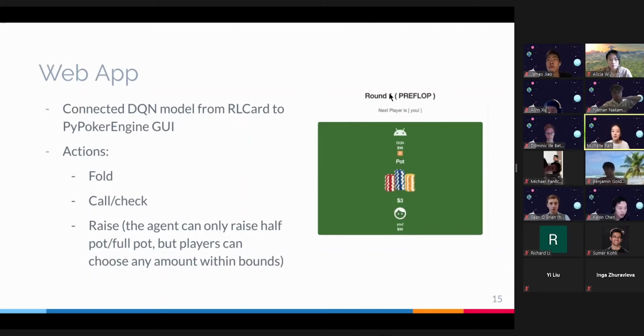So we can have multiple players. We'll have the DQN agent and all of you playing in a game. Just a review of the actions: you can fold, call, or check, which would be calling with $0. And you can also raise. When you play in the web app, there will be a min and max raise amount, and you should make sure you enter a value that's in between those, because otherwise it'll automatically fold for you. Also, just a note that the agent can only raise half pot or full pot, but you as human players can choose any amount within the bounds.